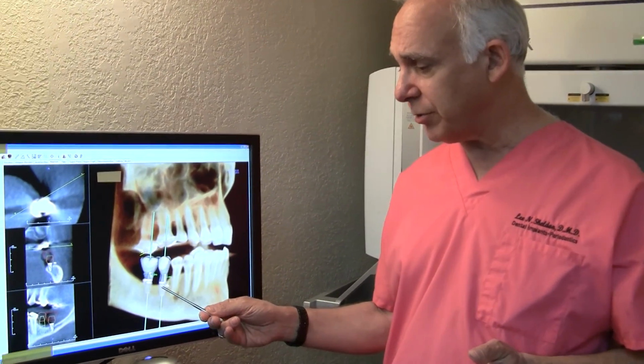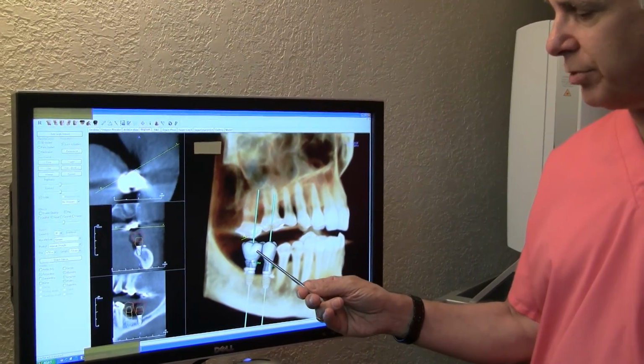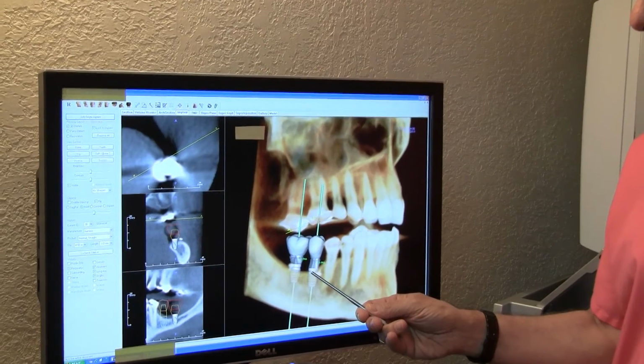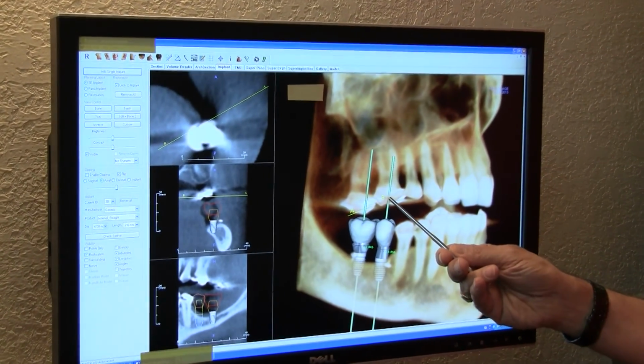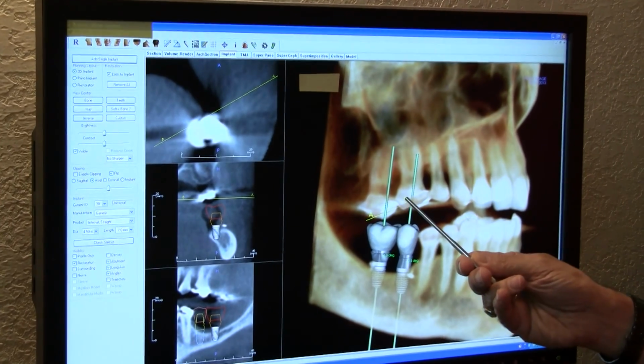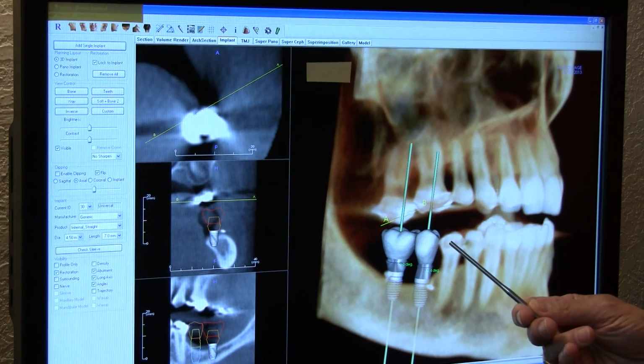The position of your implants is absolutely critical to having a successful result. Let's take a look at an implant design that we're doing right now. Here are two implants. Here are the crowns that will go on those two implants. And of course the implants and the teeth need to be lined up properly so that the patient is biting correctly on the upper teeth. If we don't do that, what's the reason for the dental implants?